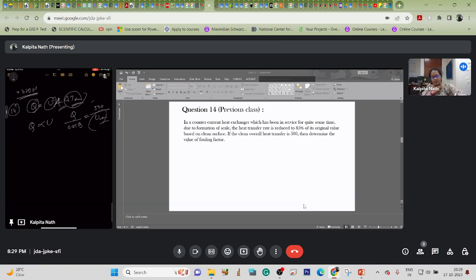From that we'll get this U new, the final one, upon 1 upon U initial, that is 500 in this case, plus some resistance. These we can clearly calculate. So I'll give you 2 minutes to calculate this. I've already told you how to solve this, then we'll proceed with the solution.